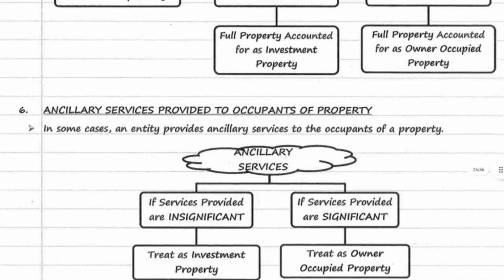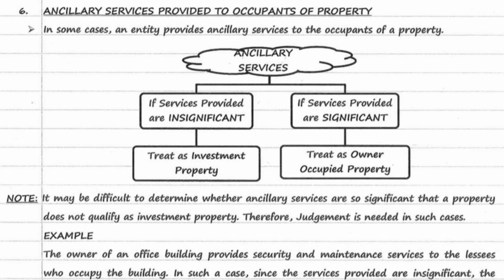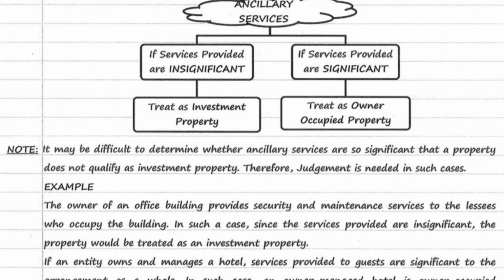Ancillary services provided to occupants of a property. In some cases, an entity provides ancillary services to the occupants of the property. If the services provided are insignificant, it is treated as investment property. If services provided are significant, it is treated as owner-occupied property. It may be difficult to determine whether ancillary services are so significant that a property does not qualify as investment property. Therefore, judgment is needed in such cases.